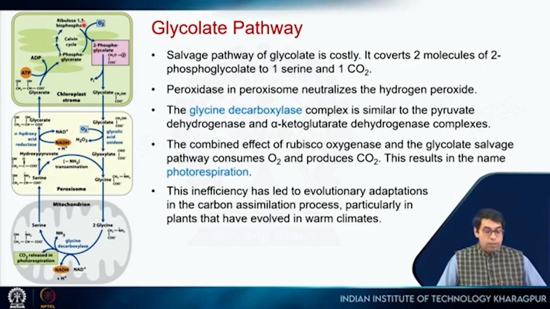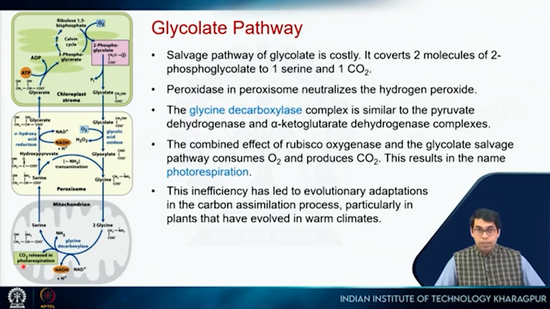So, here oxygen is consumed and carbon dioxide is released. So, this is equivalent to respiration, and to distinguish it from the normal respiration or cellular respiration that happens in mitochondria, this is called photorespiration. Okay. Now, the serine molecule is passed back to the peroxisome where the amine group is taken off.